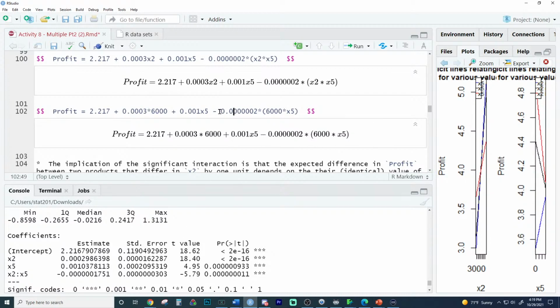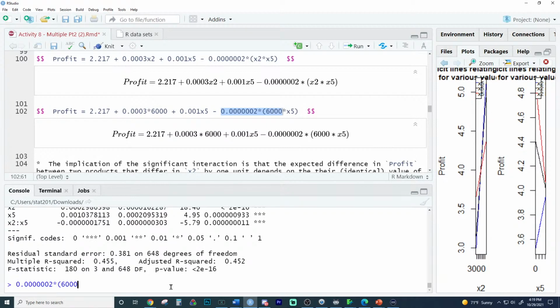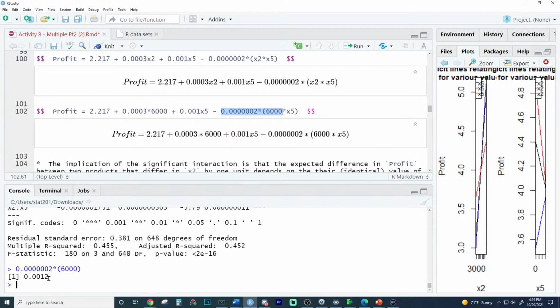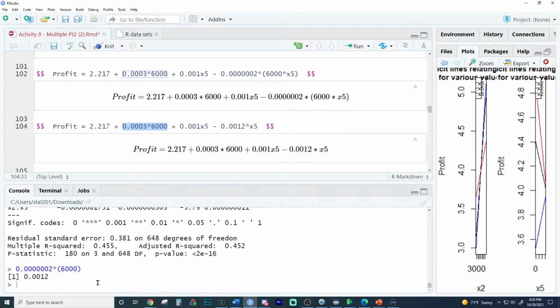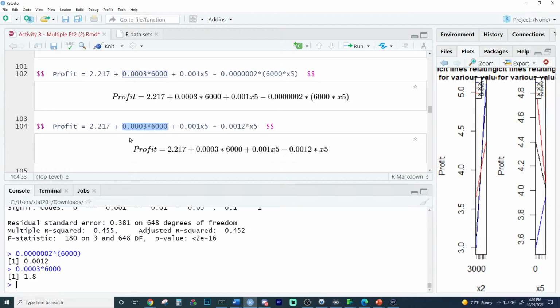Let's take these values and multiply these two values. So that equals this. That's minus this. We're going to take this and copy it one more time. And so this is equal to minus this times x5. And there we go. Then over here, this is just going to get added to the intercept. If you take a look at this value, this is just 1.8.